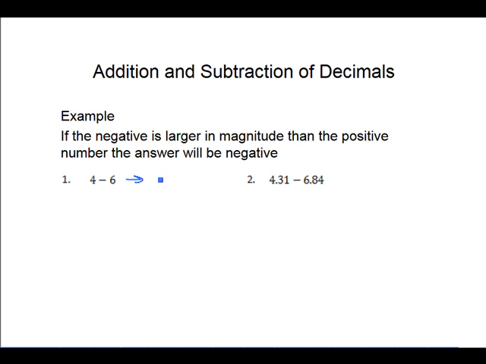So let's look at a couple of examples here. We've got 4 minus 6. The answer is going to be negative because the bigger number by magnitude is negative. Because we know the answer is going to be negative, we put the bigger number on top and subtract the 4 from it. So we get 2. But because we know the answer was going to be negative, we stick a negative sign in there. It's a technique more than anything.